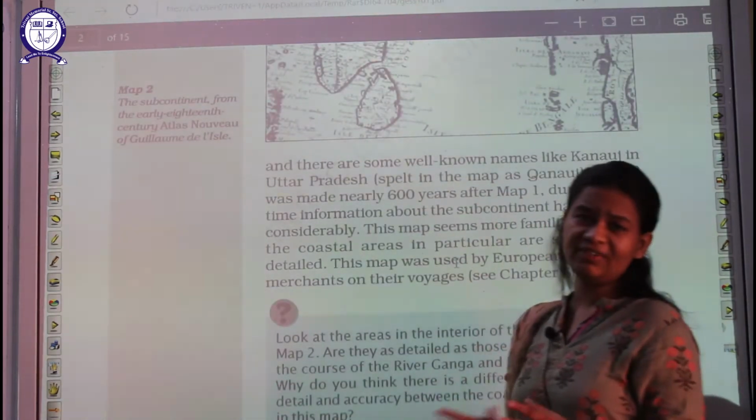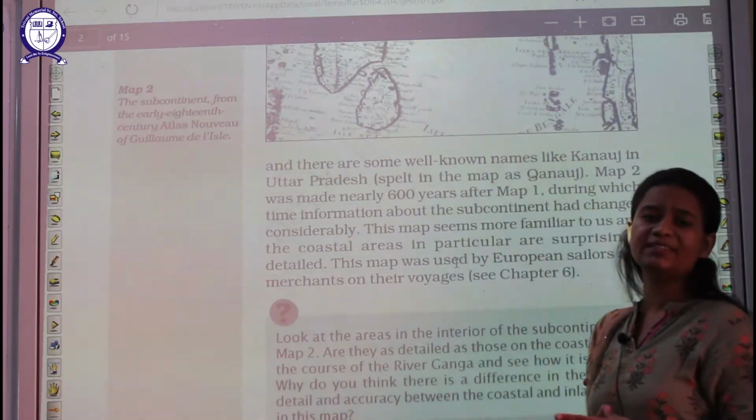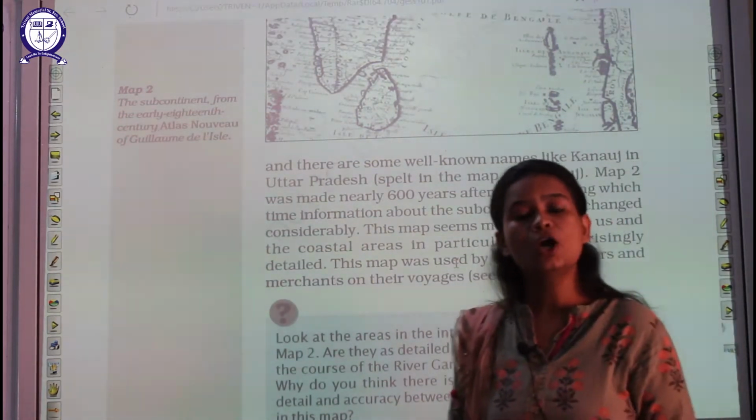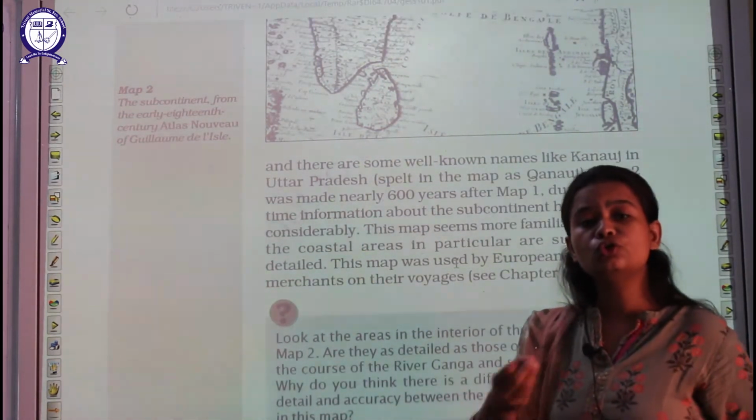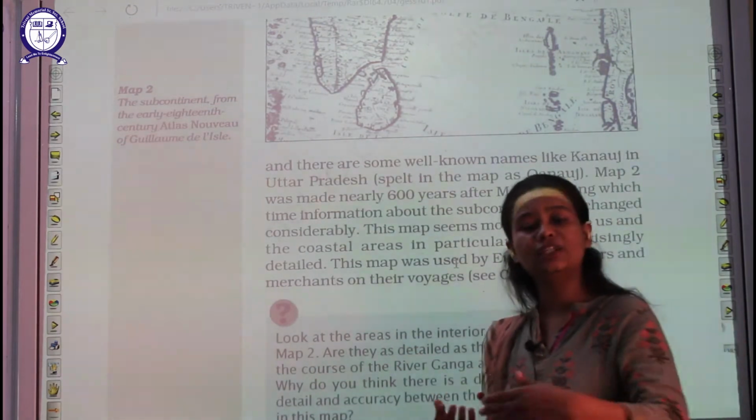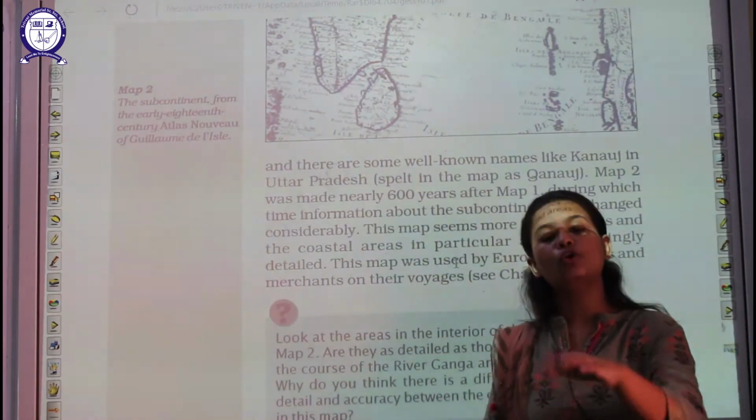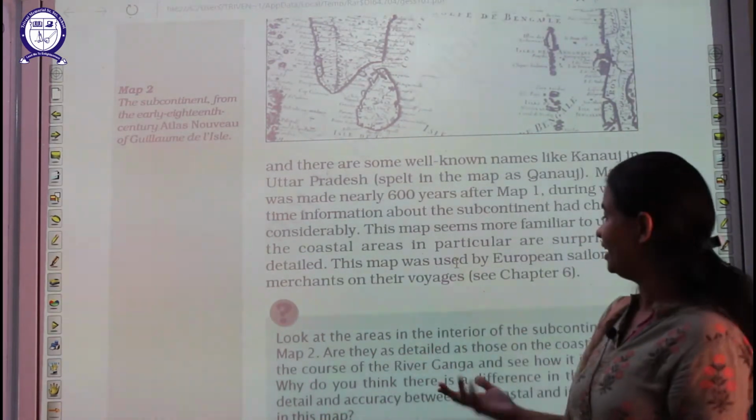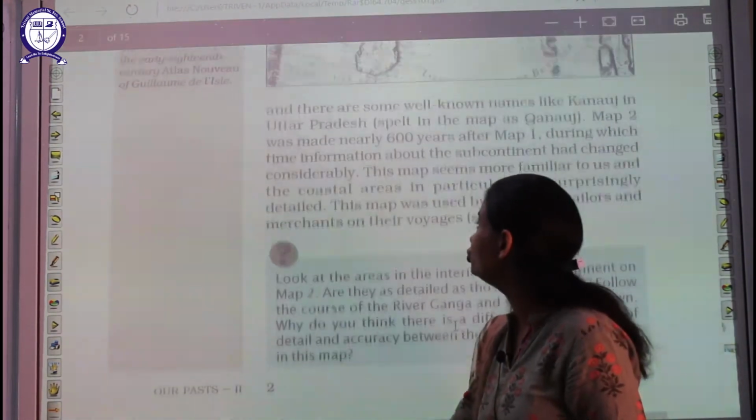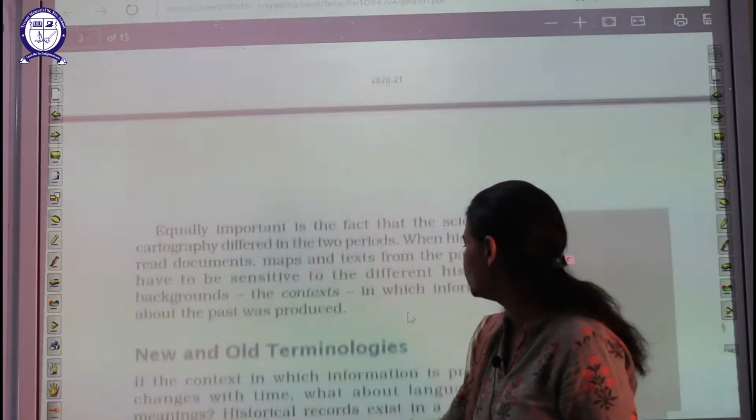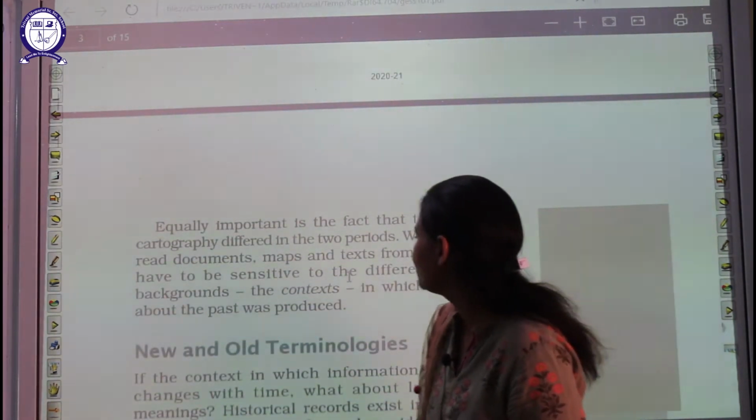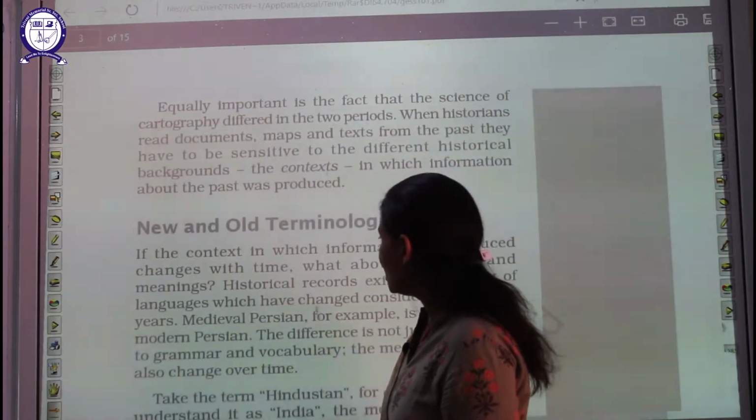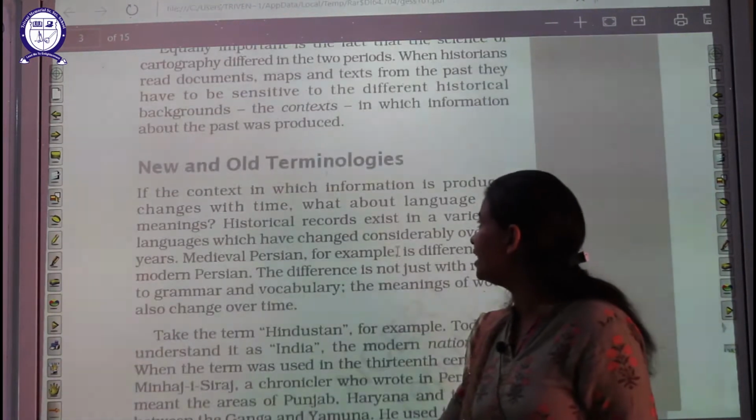So what we can say is, in early times, all the merchants or traders who used to do sea voyages, that is, they used to travel by sea in order to search for different lands and different trading activities, preferred to use map number 2. Thereafter, students, what we can say, new and old terminologies.